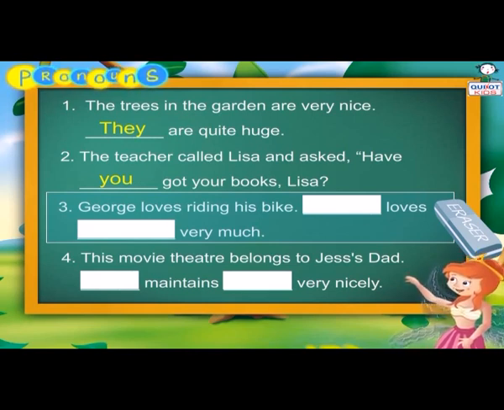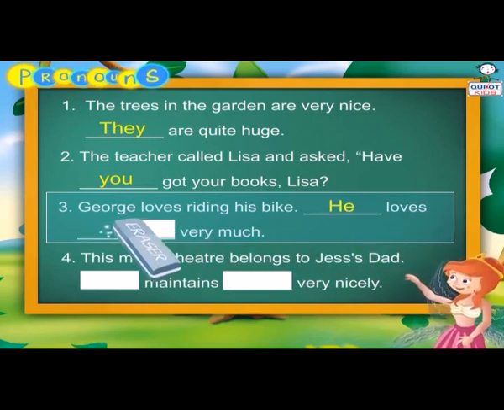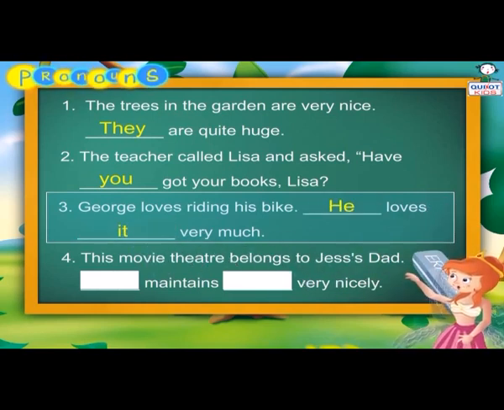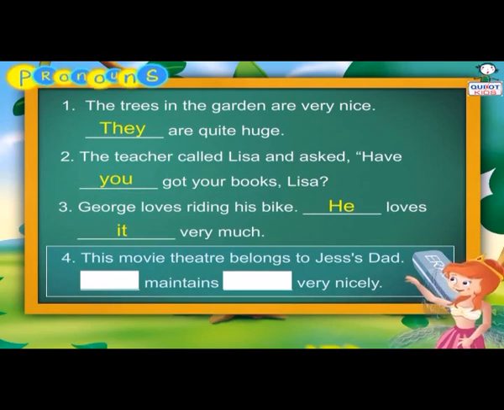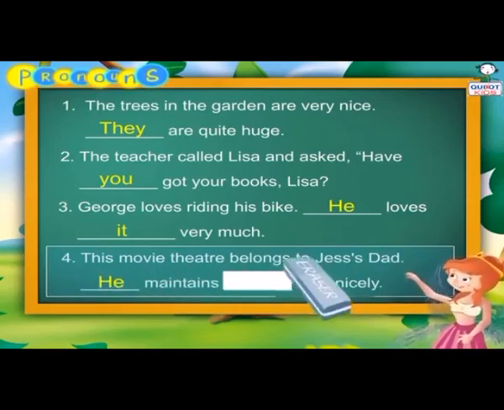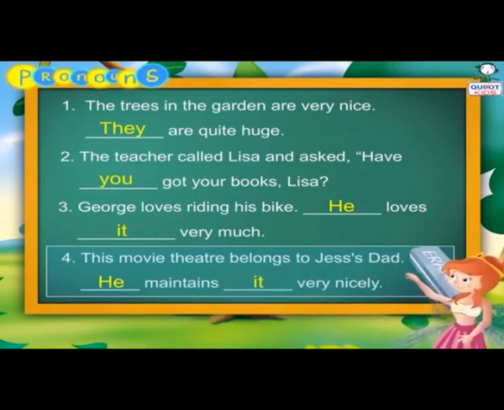George loves riding his bike. Dash loves dash very much. George loves riding his bike. He loves it very much. He is pronouns. It is pronouns. This movie theater belongs to Jess's dad. Dash maintains dash very nicely. He, it. This movie theater belongs to Jess's dad. He maintains it very nicely. He is pronouns. It is pronouns.